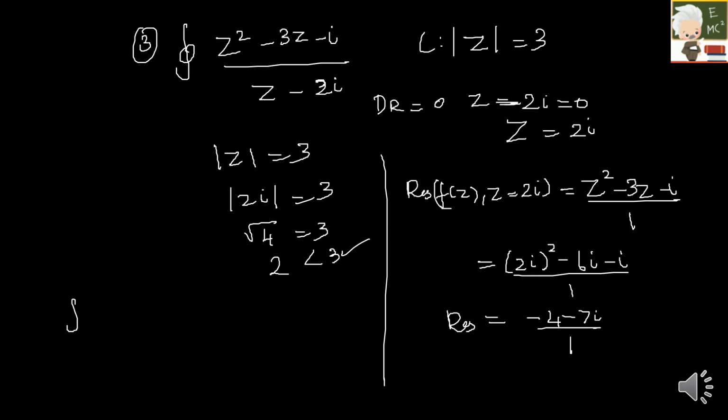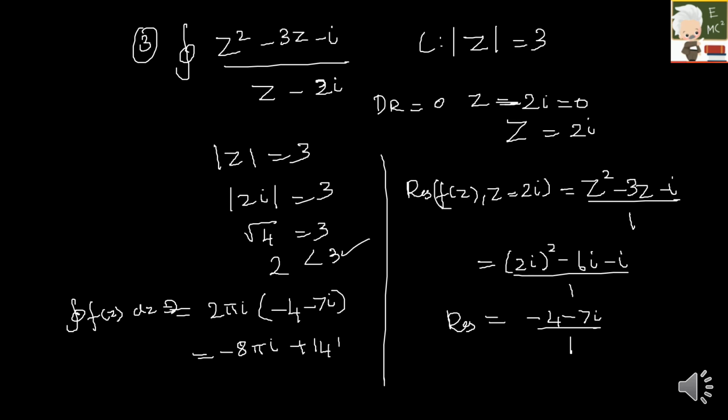So for that, closed integral f of z dz is equal to 2 pi i into summation of residues, which is minus 4 minus 7i. So this would be minus 8 pi i, and 2 pi i into minus 7i would be plus 14 pi. So this is how we do the contour integration, and you can use the alternate method when you are able to find a simple pole having factors in your question.